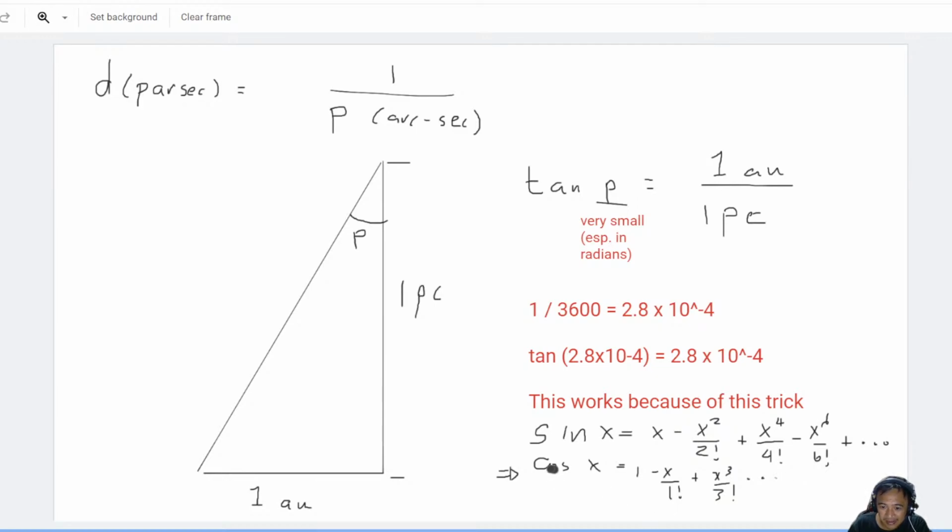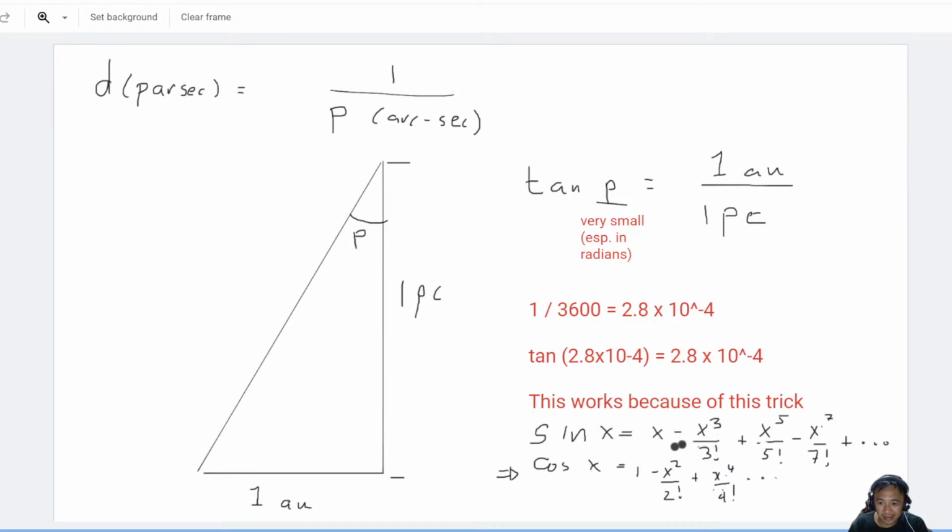Hold on, did I do that right? I think I made a small mistake, but the idea still stands. There's still a pattern. This is going to be 3, then 5, then 7. In other words, sine has the odd powers, so 3 factorial, 5 factorial, 7 factorial. Then cosine will have the even powers, so this is squared, 2, then 4 factorial, and so on.